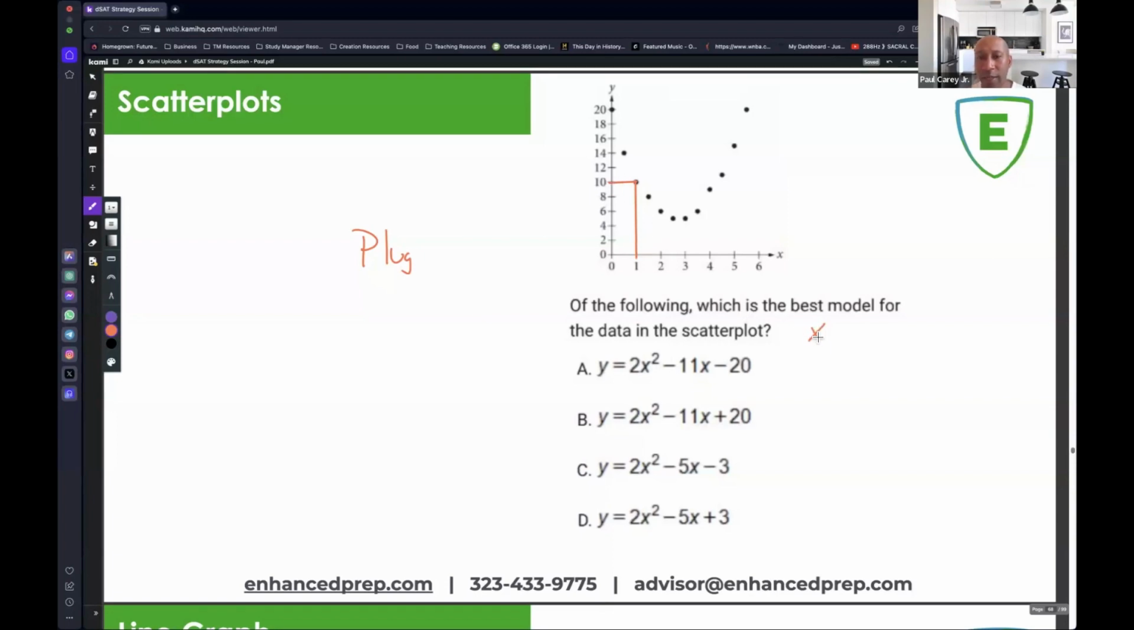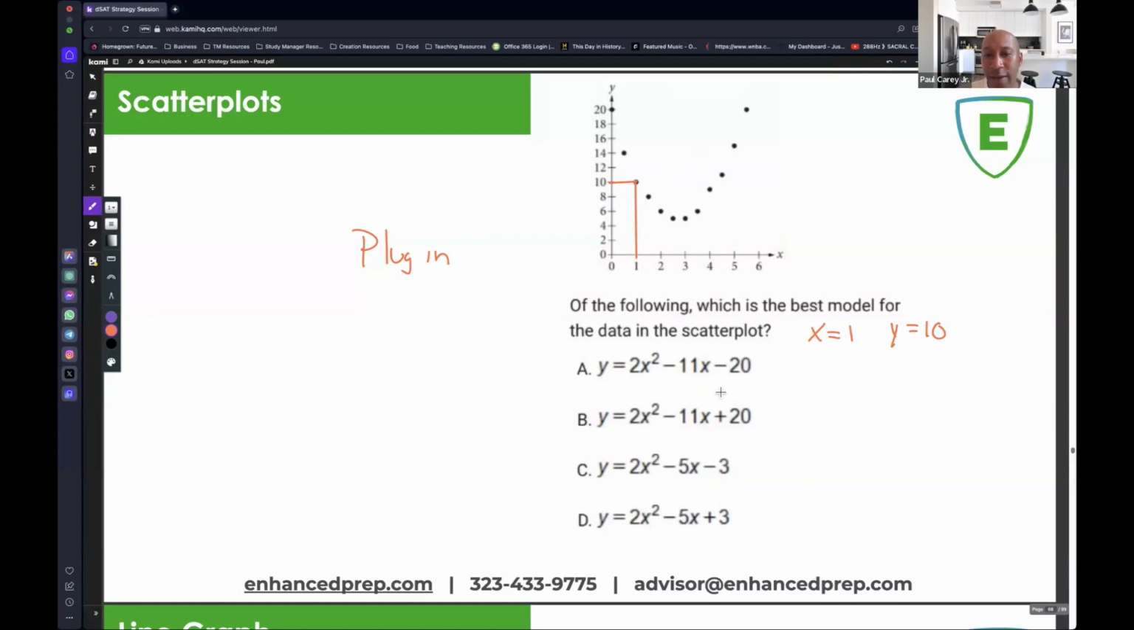So what we would do in this case is we plug in X is equal to 1 and see which one of those is going to give us Y is equal to 10. This is why plugging in is a very good strategy, because now we already have the points. We don't even need to think about what this equation wants to look like. Okay? So that's one thing to kind of consider. We can do it that way.